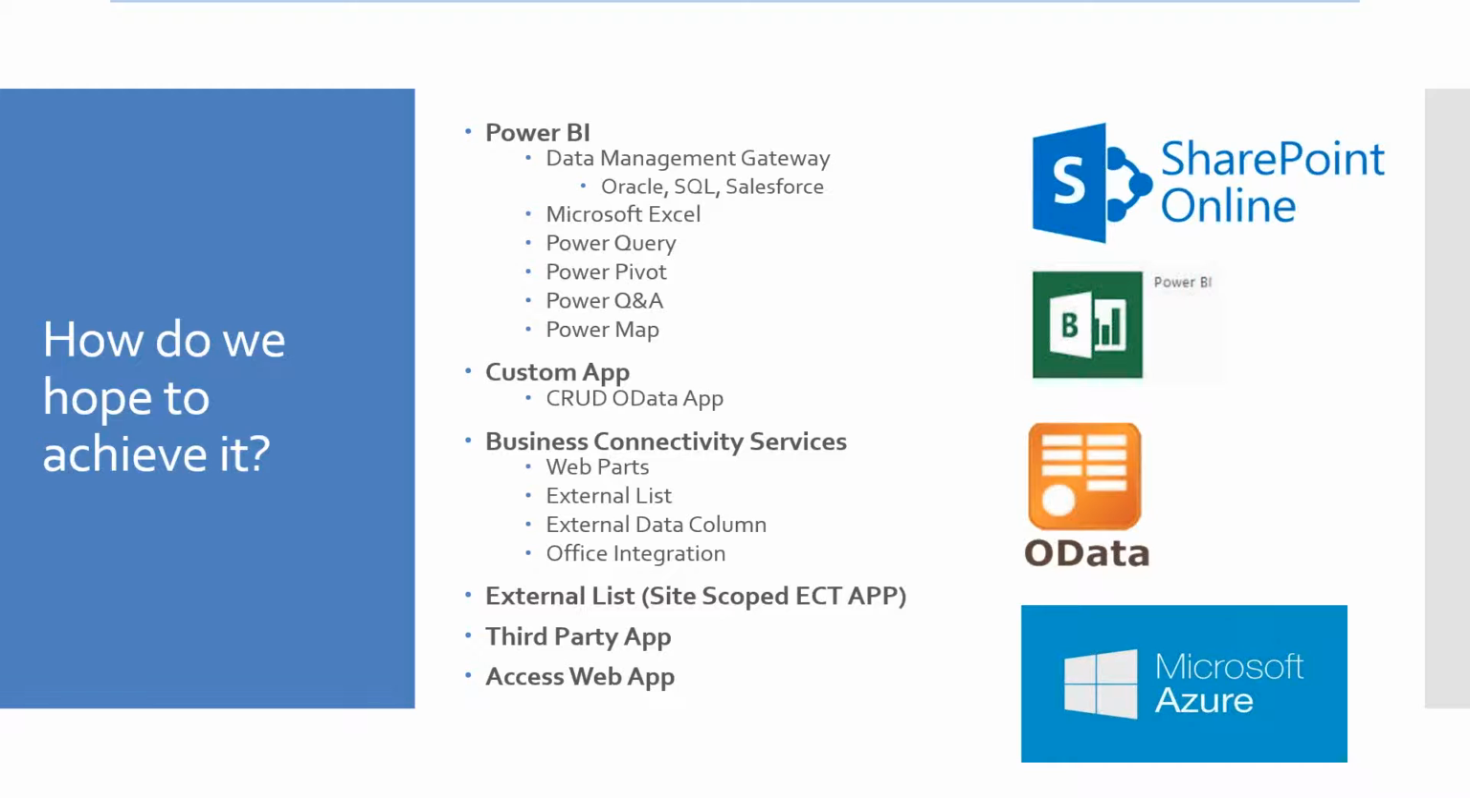So what we're going to be focusing on is the business connectivity services. What that provides us with is a suite of different web parts that we can add onto the page and display data. We have the external list that I mentioned, so that's just like using a task list or an announcements list or a contacts list or something, but the data is coming from externally. So we're just linking to that data and displaying it in the list.